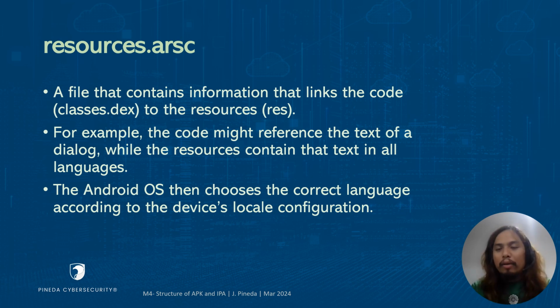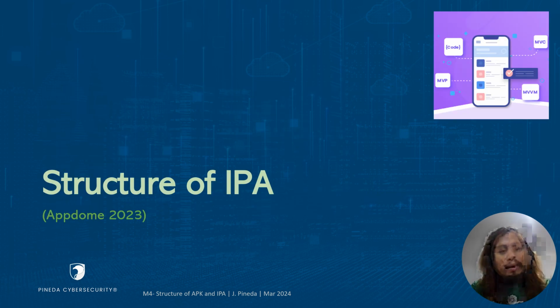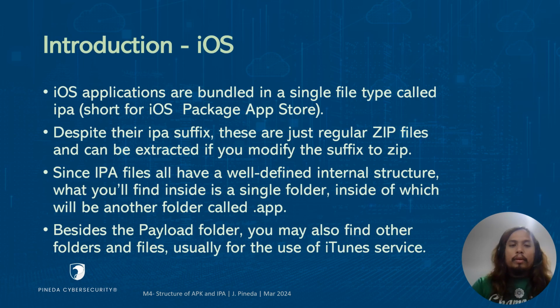Alright, so now let's go to the structure of the IPA. So the iOS applications are bundled in a single file type called IPA, or the iOS App Store Package. Similar to the APK, these are just regular files. The IPA are just regular files and can be extracted if you modify the suffix to zip.